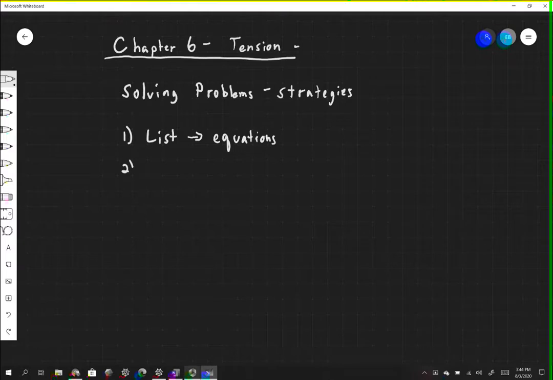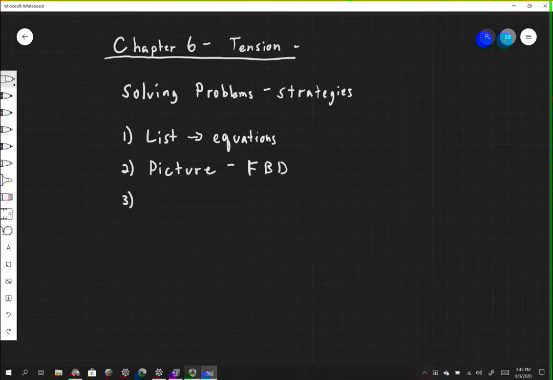Next, you want to draw a picture, because physics is all about motion. We should be able to picture a lot of the things that are happening, at least in this first semester of physics. So with forces, we want to do this with the so-called free body diagram, but we can use this strategy in any kind of physics problem.